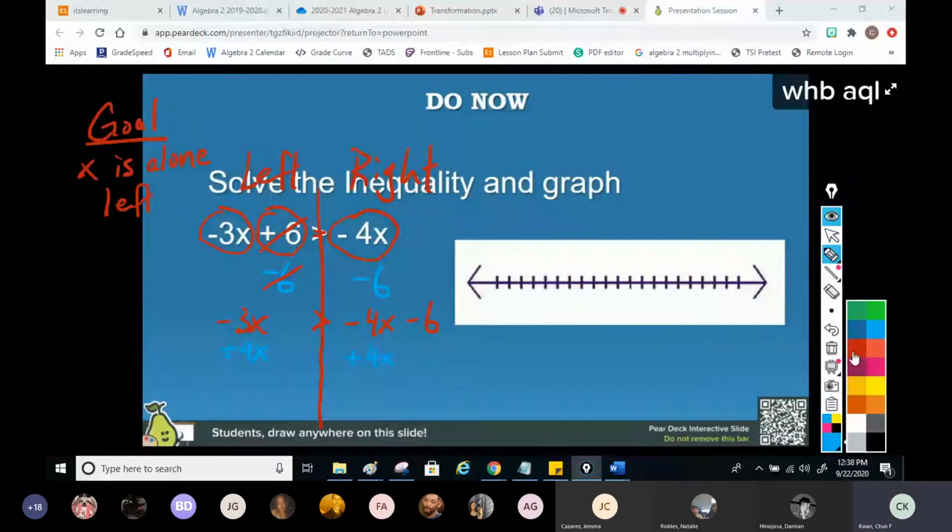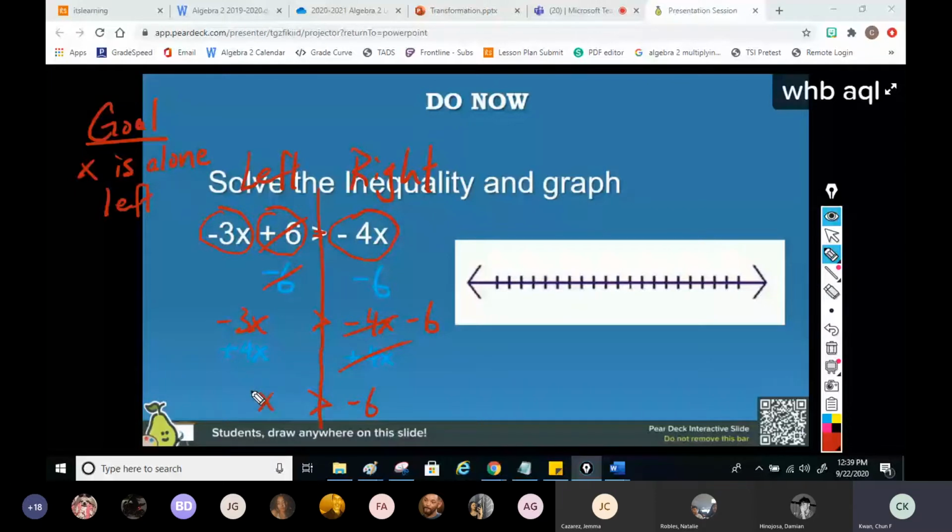All right, now let's keep going. These two are going to cancel out, so they're gone. That means you have just the negative 6 on the right. And on the left side, negative 3x plus 4x, you are going to get just 1x, okay? But don't write the 1, just write x.